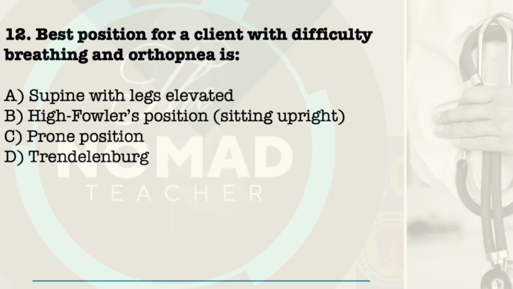12. Best position for a client with difficulty breathing and orthopnea is A. Supine with legs elevated. B. High Fowler's position, sitting upright. C. Prone position. D. Trendelenburg.